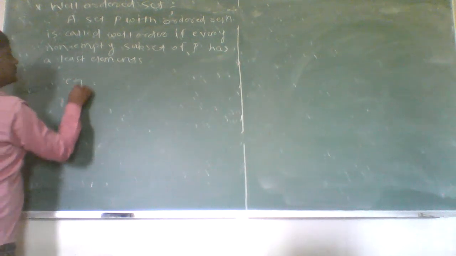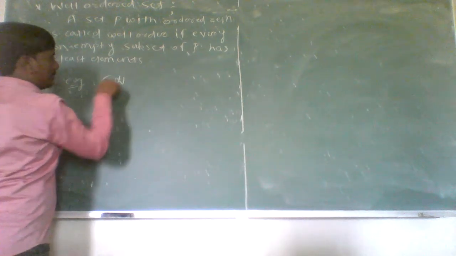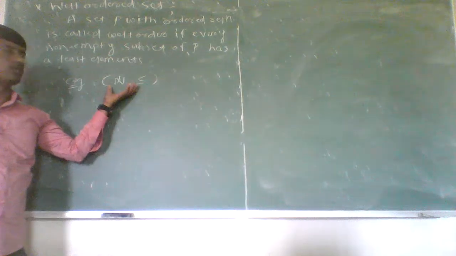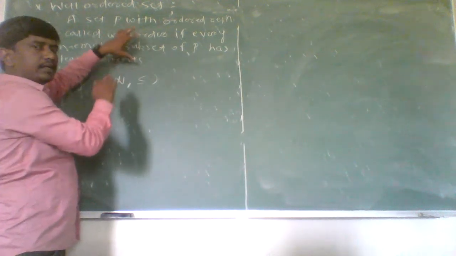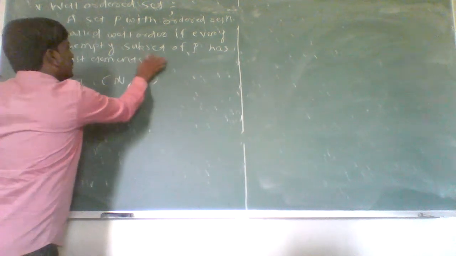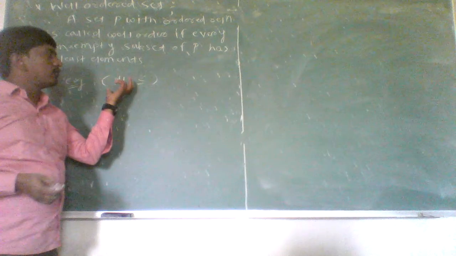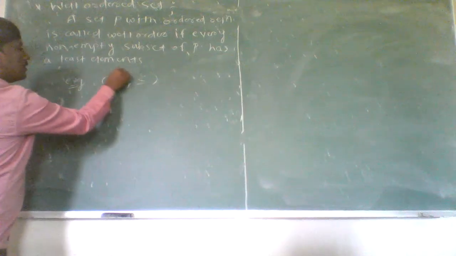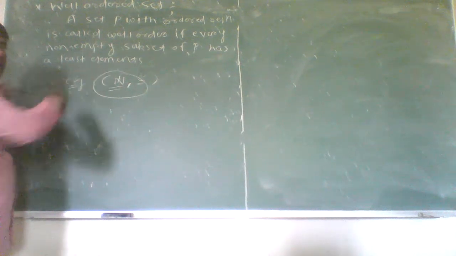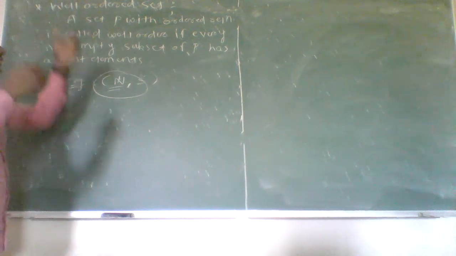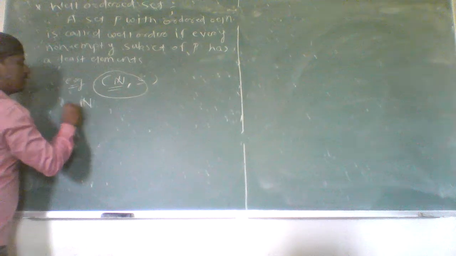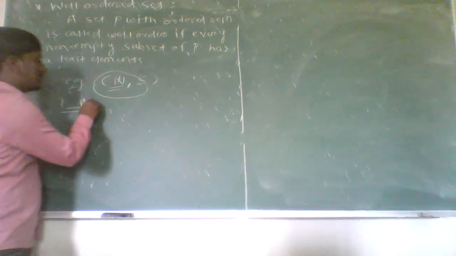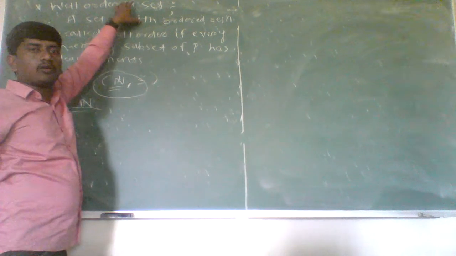For example, let us suppose the set of natural numbers with less than or equal relation. Now this one is a poset, we know that. Let us take this one as any arbitrary set. There is no condition on the relation defined on N in the definition of well-ordered set. Let us suppose N is the set of natural numbers. Now we have to check whether this N is a well-ordered set or not.